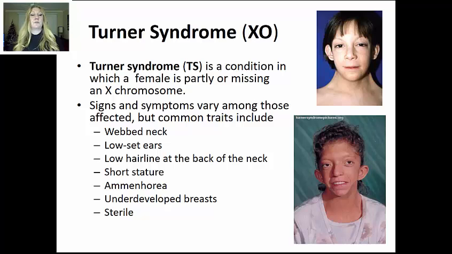Next, I'm going to talk about Turner syndrome. What occurs in Turner syndrome is they are lacking a chromosome. So in their sex chromosome, instead of being XX or XY, they only have one X chromosome. The signs and symptoms vary among those that are affected, but some of the common traits include webbed neck, low set ears, low hairline at the back of the neck, short stature, amenorrhea, underdeveloped breast, and sterility.